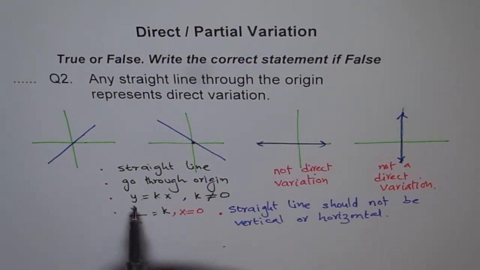So we prefer to write like this. y equals k times x. Here, there is no restriction on x. If x is 0, y is 0, and the point origin is on our graph. Correct? I hope you understand what really direct variation is. Okay? Thank you.